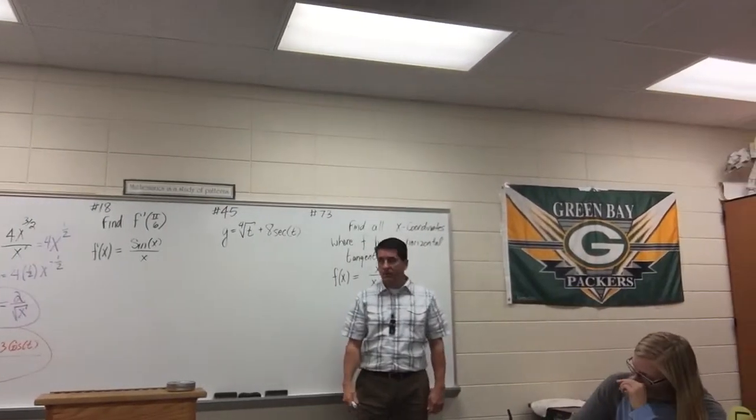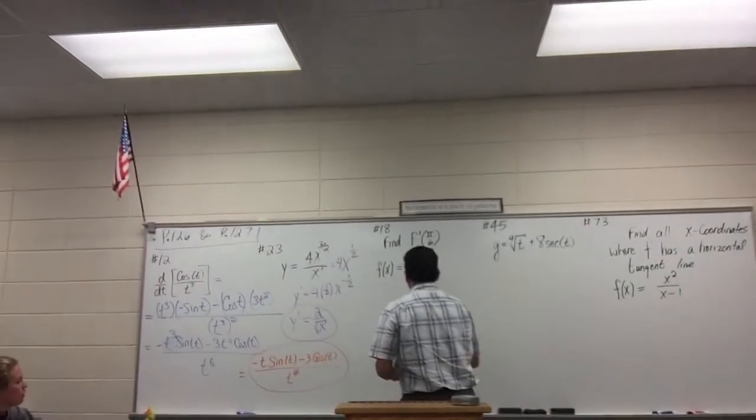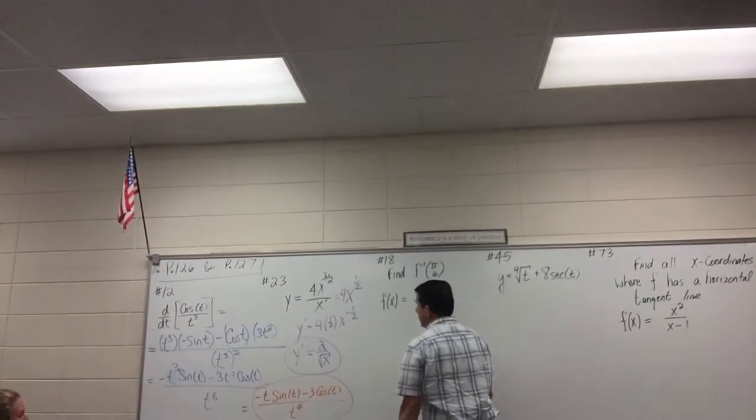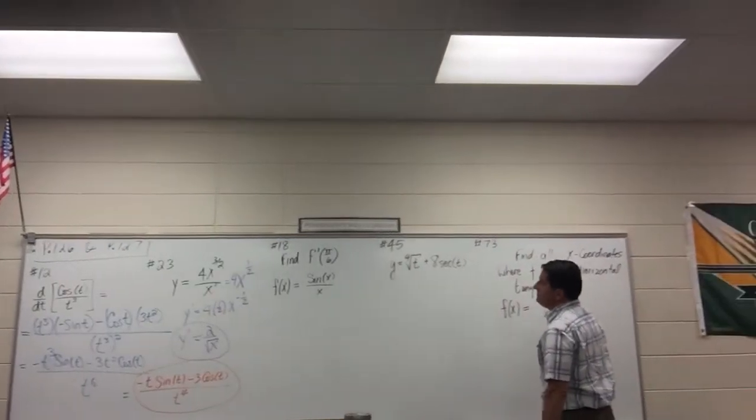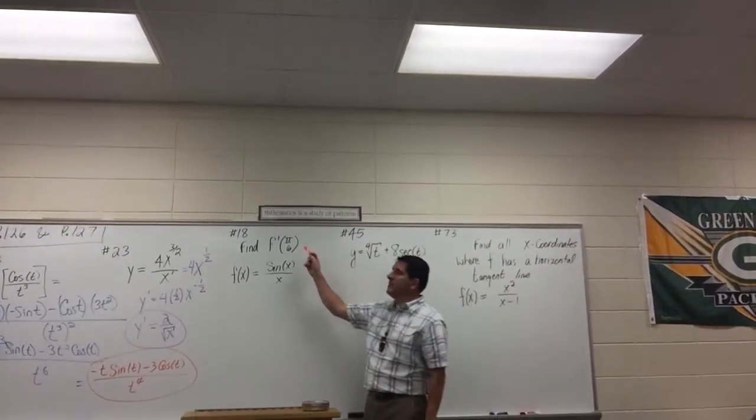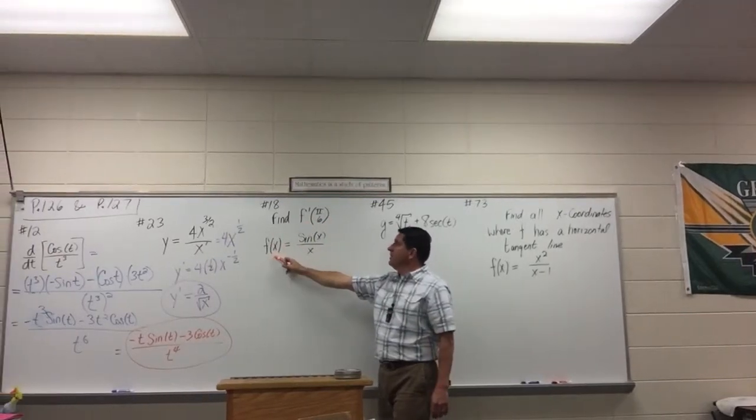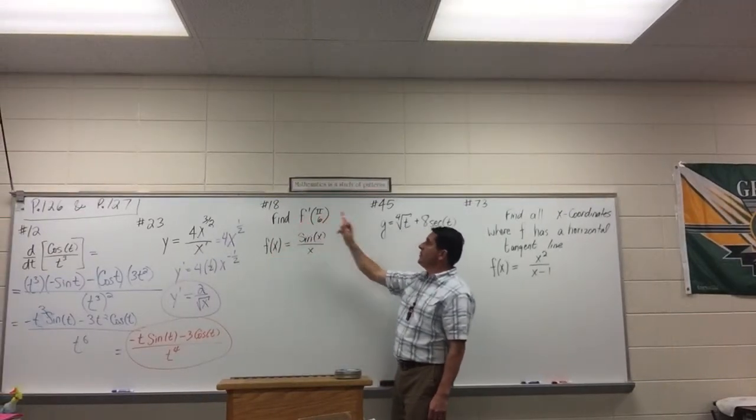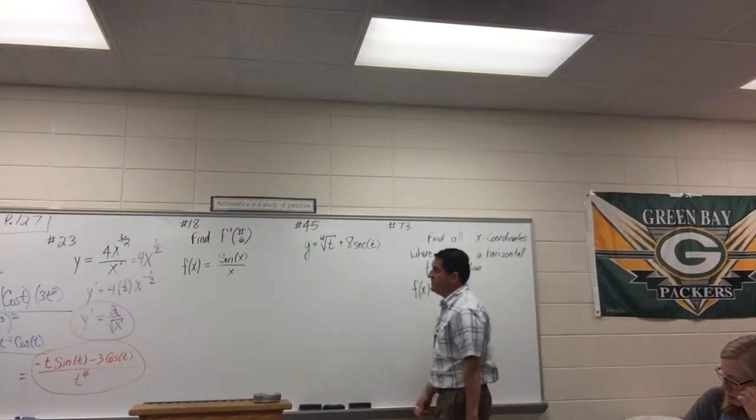Okay? So just watch. This is what happens when you do enough of them. All of a sudden, you can spot something faster than you normally could. All right, in this one it's different because we're going to find the actual slope of the function when x is equal to pi over 6. So we've got to find the derivative and then plug in the pi over 6.